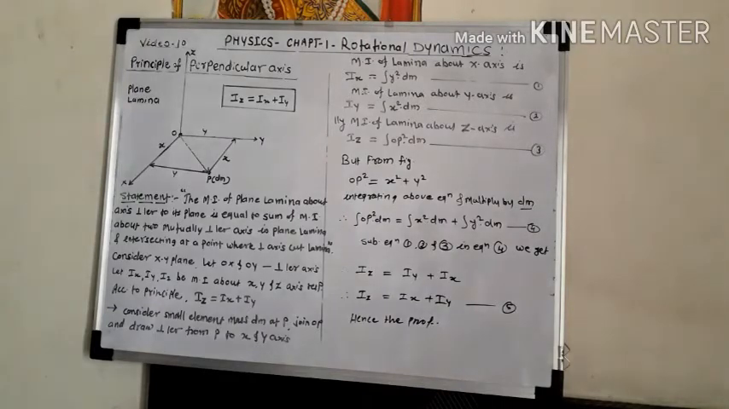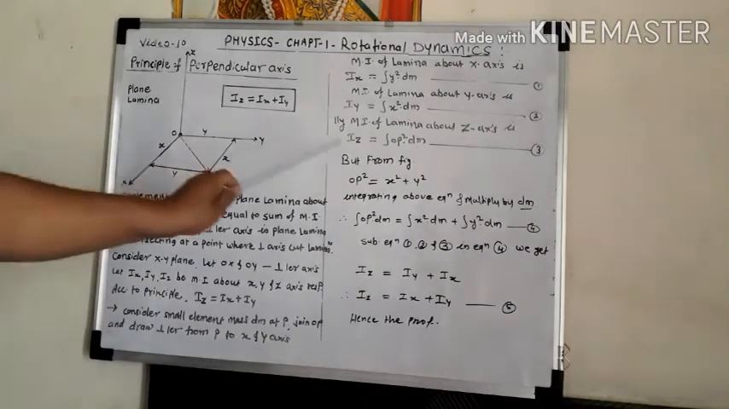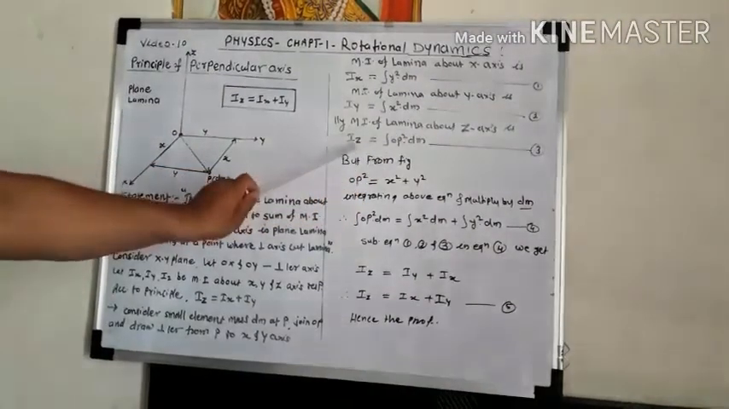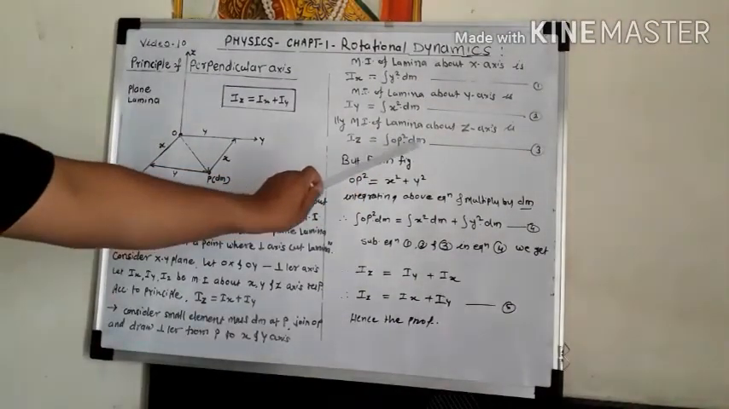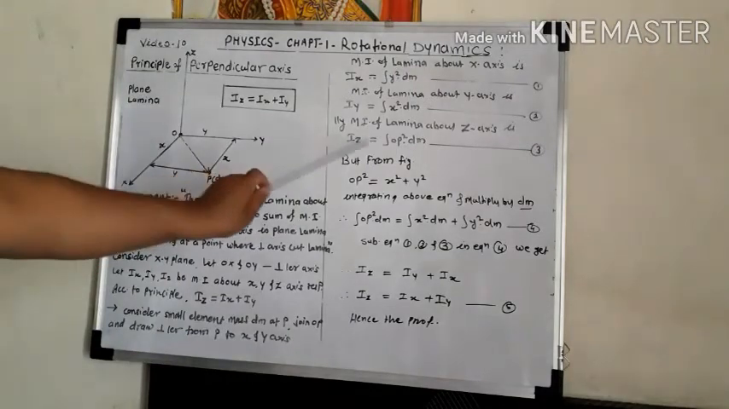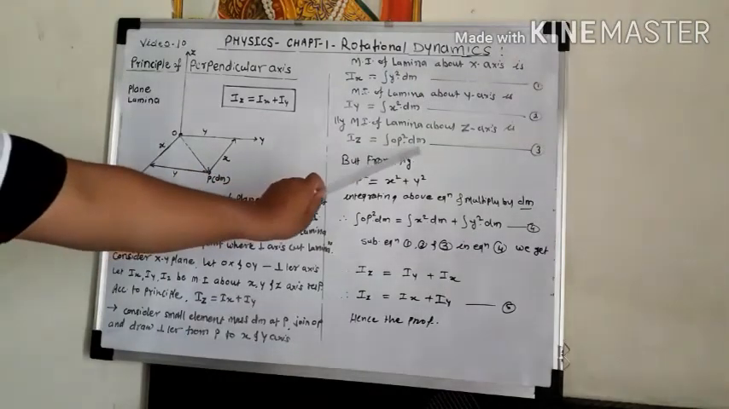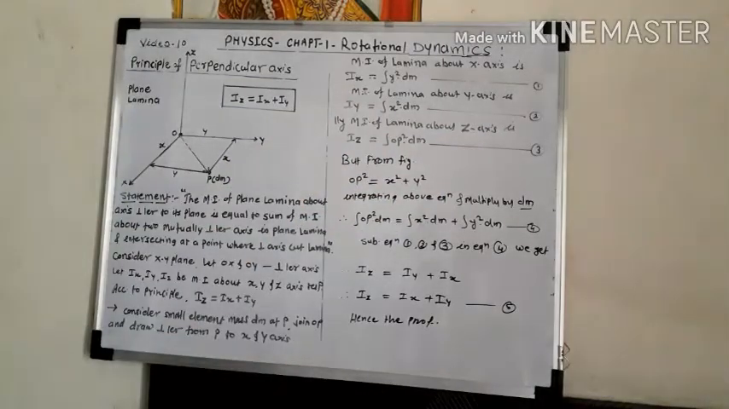In this way we can also find the MI of the lamina about the z axis, which is perpendicular to the plane of the figure. Therefore, this MI of the lamina about the z axis is given by the distance from this intersecting point to this mass dm, which is nothing but OP. Therefore, the square of distance OP square and the mass is the same dm. So the MI of the lamina about the z axis is Iz equal to integration of OP square dm. This is equation number 3.